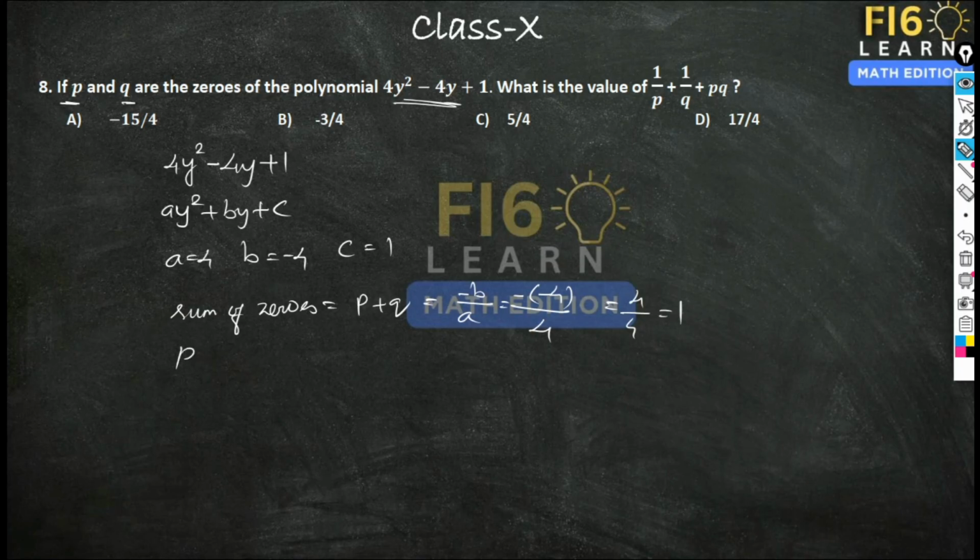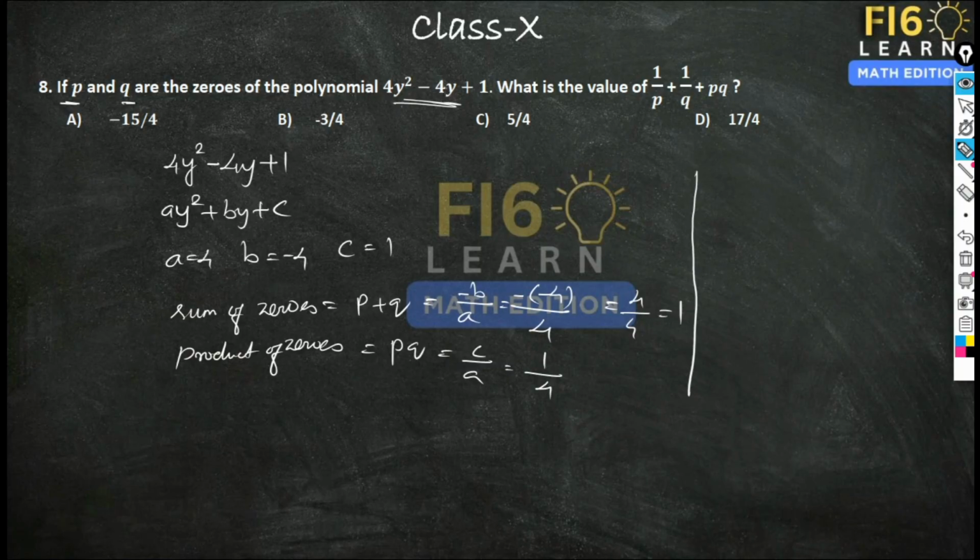Okay. Next we have to find the product of the zeros, that is nothing but p into q. Its formula is c by a. The value of c is 1 and the value of a is 4, so that is 1 by 4. Now we have the two values. The product of the zeros is 1 by 4 and the sum of the zeros is 1.